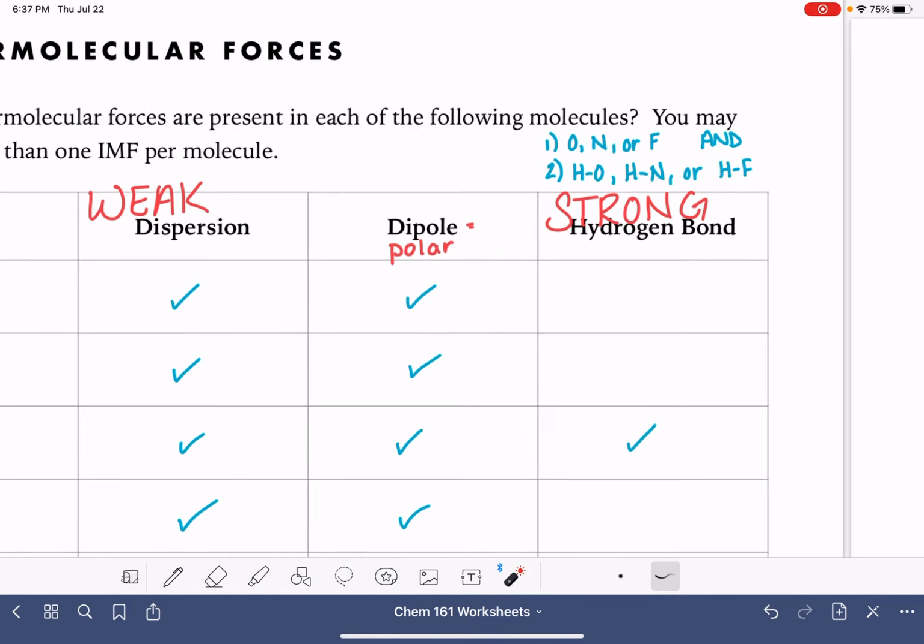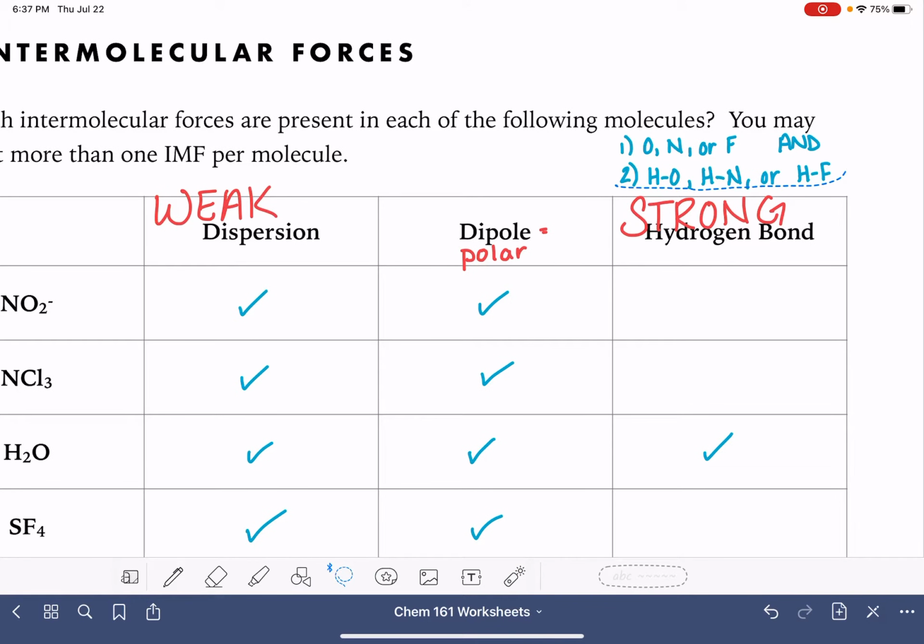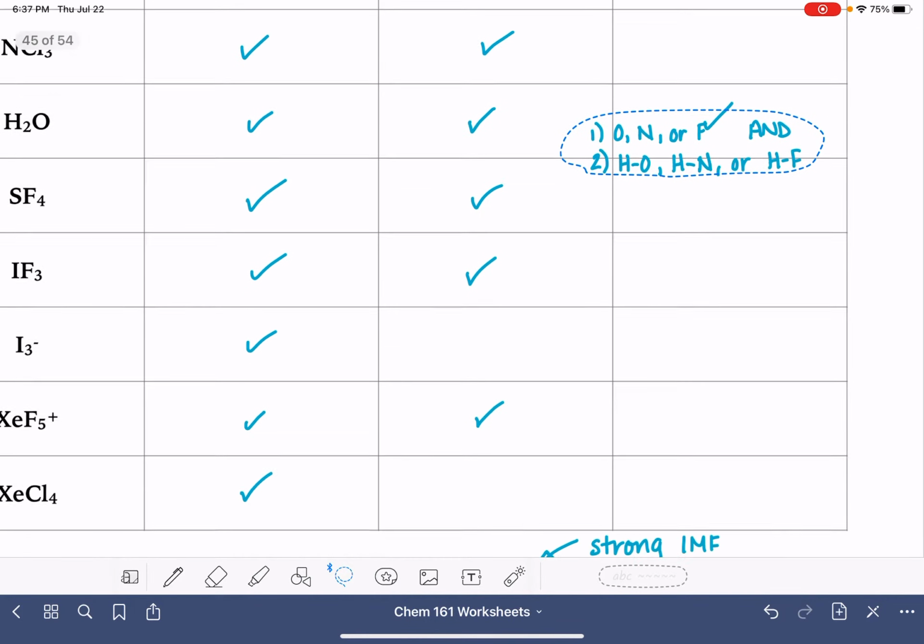I'm actually going to drag these down to the bottom so we have them to reference. We'll just bring these rules down here.